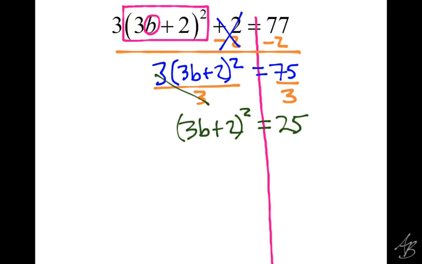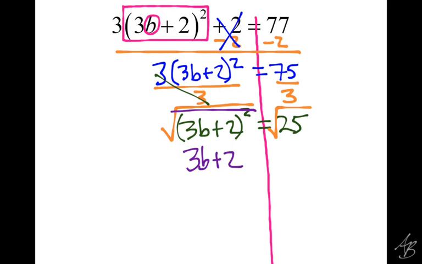Okay, now what? Now you have to do the square root. Okay, yeah, so the square is by itself now, so we can get rid of the square, and we get rid of the square by taking the square root on both sides. So we take the square root on the left, we take the square root on the right, and on the left side, the square and the square root cancel, leaving 3b plus 2.